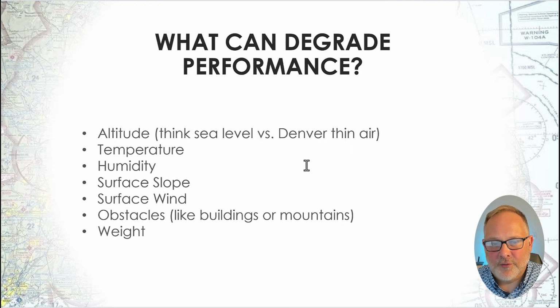What can degrade performance? Altitude, right? We just talked about that. Density altitude. Less air, thinner air at higher altitudes. As that goes up, performance goes down. Think sea level versus Denver thin air. Temperature can matter, right? Whether it's cold, you've got ice forming on wings. You've got the thickness of the air because of the humidity, surface slope, surface winds.